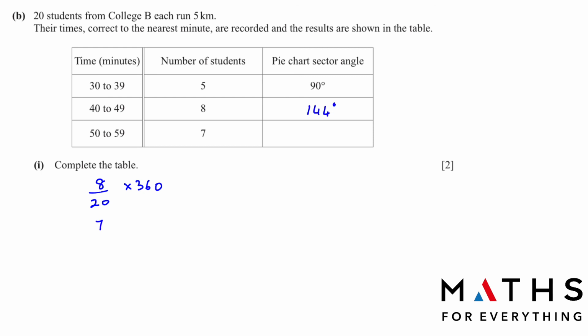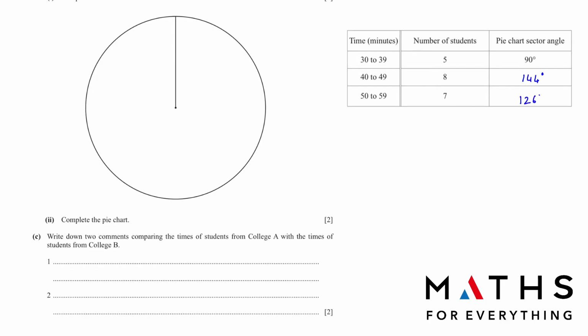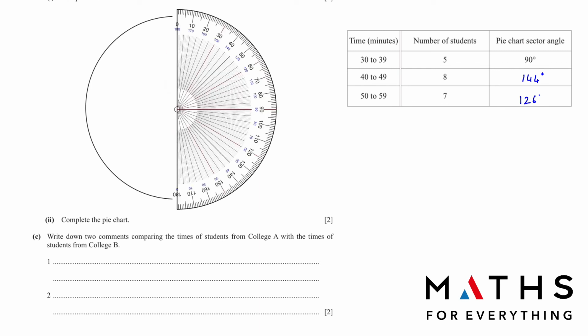Then for the second one, 7 over 20, multiply by 360. This will give us 126. Now we have to complete the pie chart. We already have the sector angles 90, 144, and 126. Using the protractor, place it like this and mark 90. We start with 90. So this is 90.